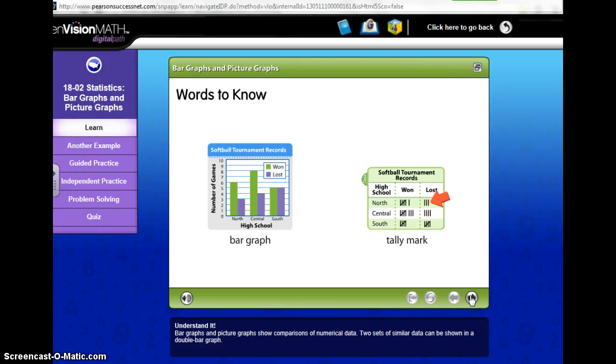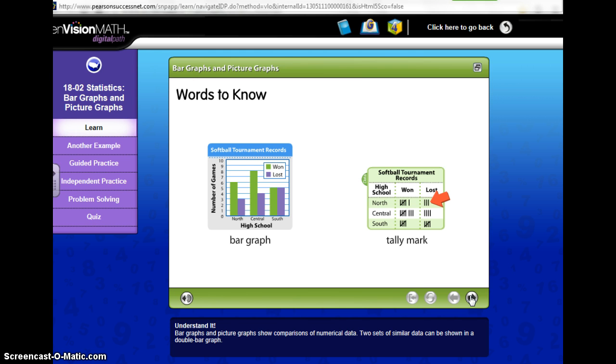Bar graphs and picture graphs. The difference between the two isn't really much, except that in picture graphs we use a picture of the objects that are being counted. Not every set of data can really have a picture graph. For example, in this information right here, we're talking about games, softball games. You really can't draw a picture of a softball game, right? So that's not going to work.